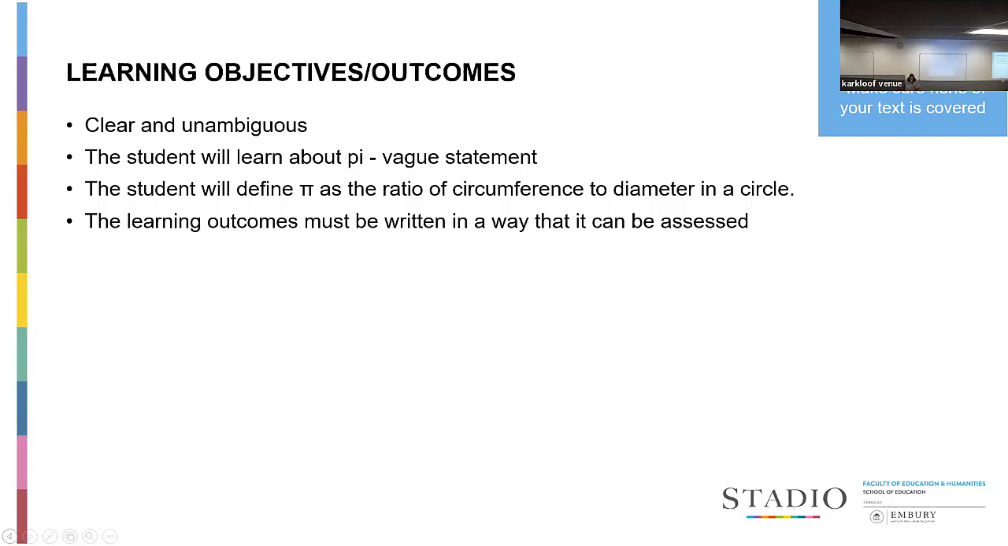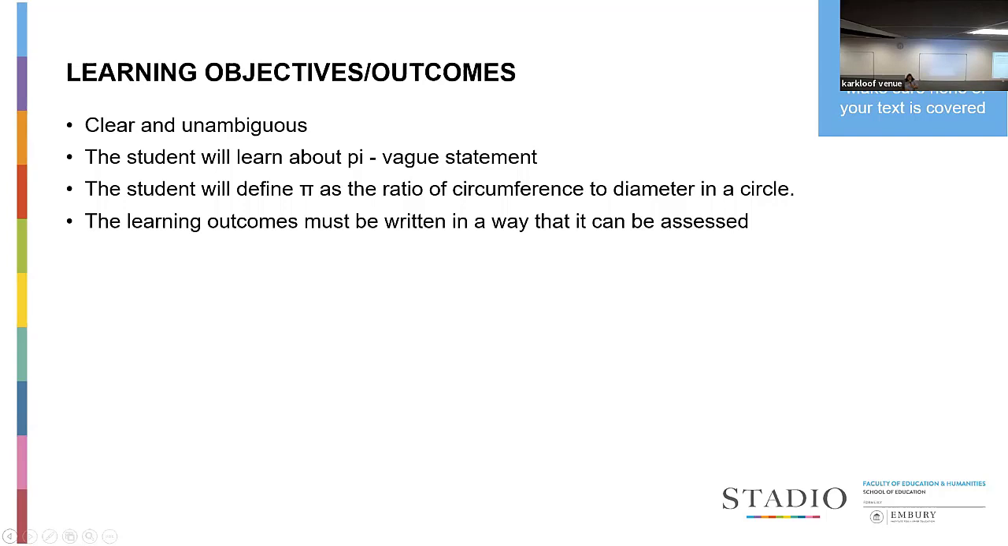In a sample lesson in your textbook by Brahia, the following objective is given: the student will learn about pi. This is a vague statement. How do we know when someone has learnt? What does it mean to learn about something?